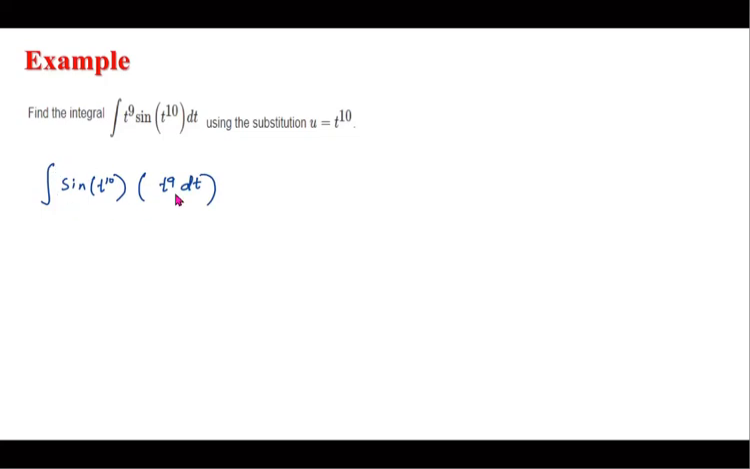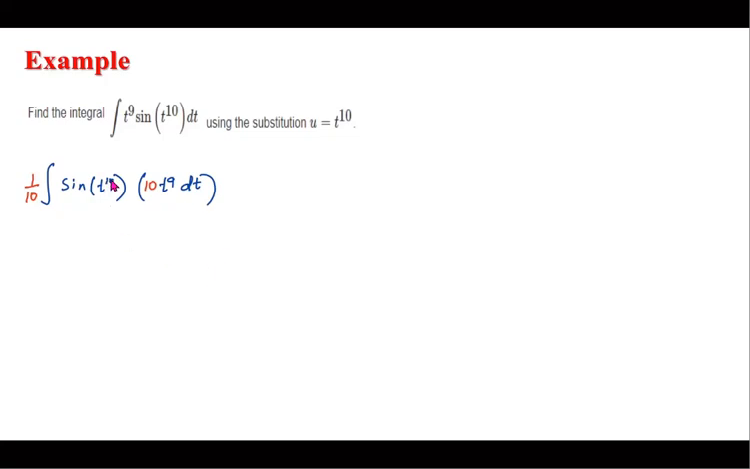So that is the derivative, but not the complete derivative of the inside function. The derivative of the inside function t to the 10 would be 10 t to the 9. So 10 is missing, and here we can multiply by 10. If we multiply by 10 and put 1/10 outside, we are not changing the value of the integral, since 1/10 times 10 is just 1. So we can rewrite that integral like this. Now it is ready for U substitution.